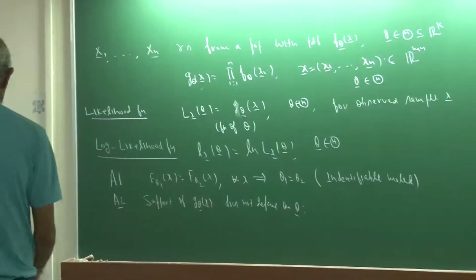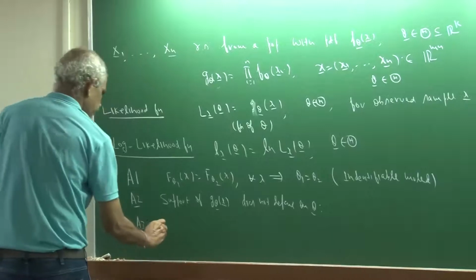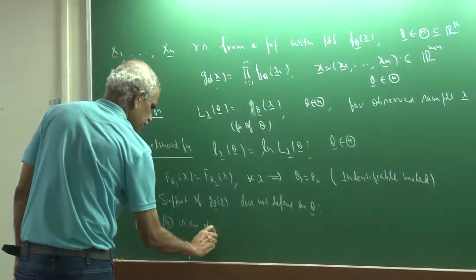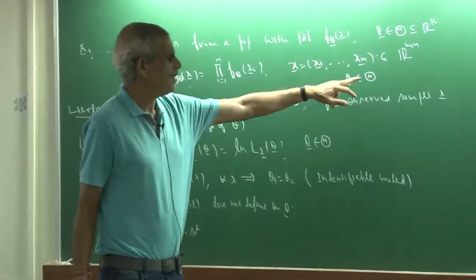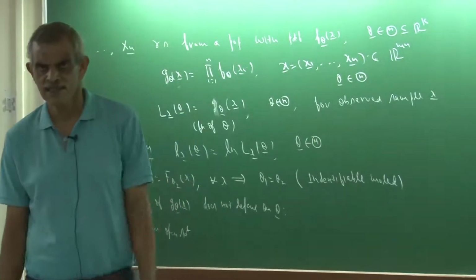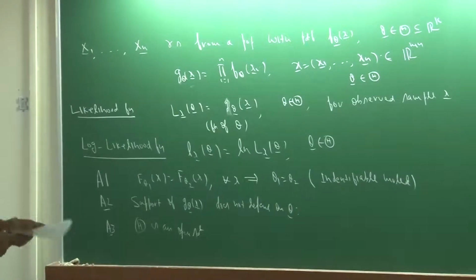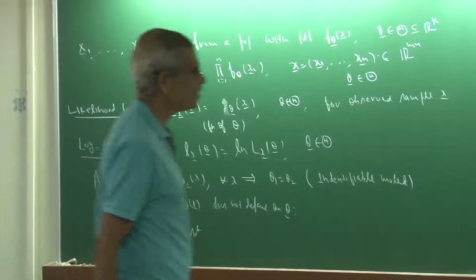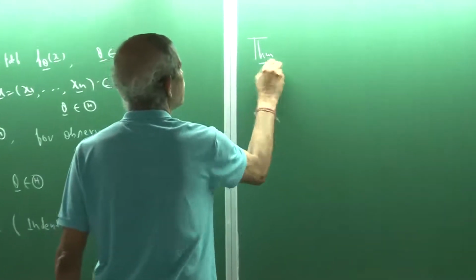The third assumption which I make is my Theta is open. Theta is an open set. Roughly what it means is it contains a k-dimensional rectangle. So my Theta is such that it contains a k-dimensional rectangle. Now under these conditions, we saw that it makes sense to maximize the likelihood function because of the following result.